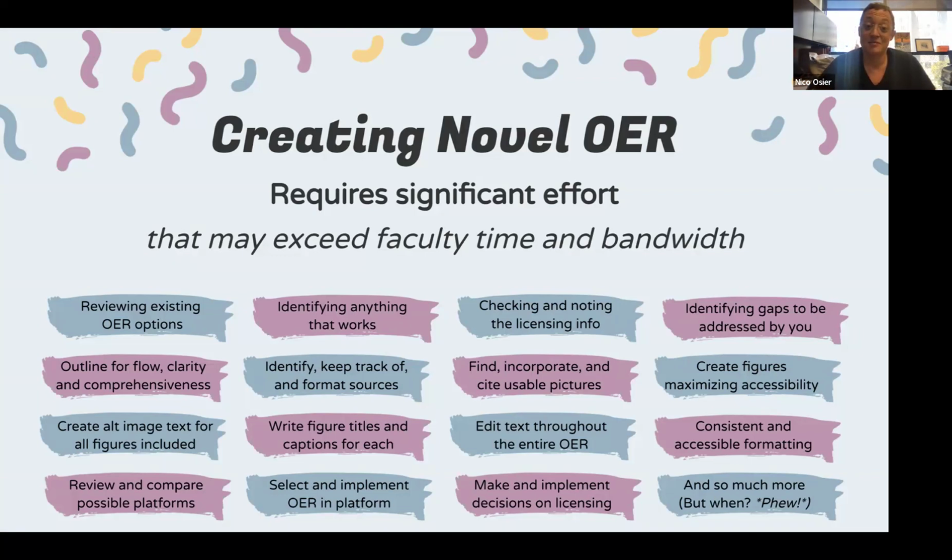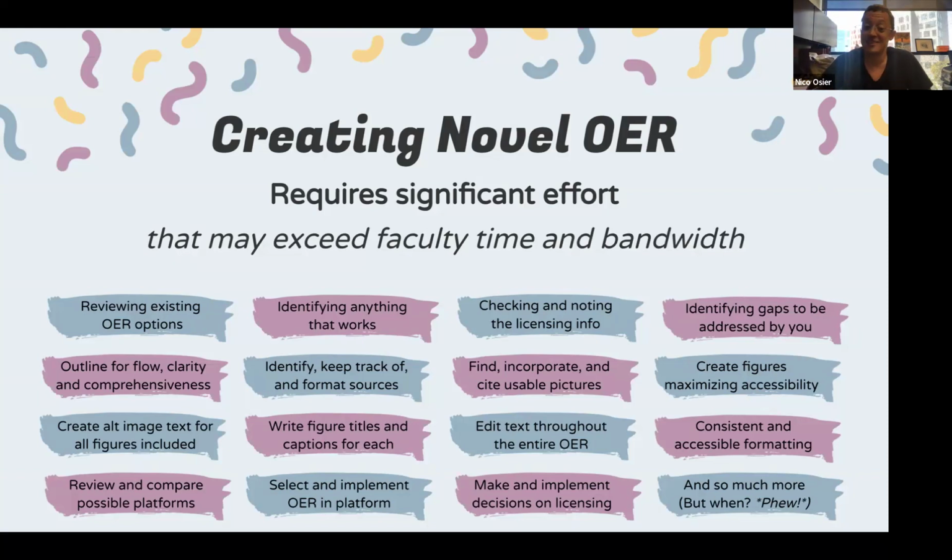But when you are searching, you've got to take really good notes to make sure that you note the licensing info and that you're using it as intended. Identify gaps in the resources and figure out what pieces you want to address. Start to outline the missing content for flow, clarity, and comprehensiveness. Always keep track of and format the sources, like works cited, that you want to include.